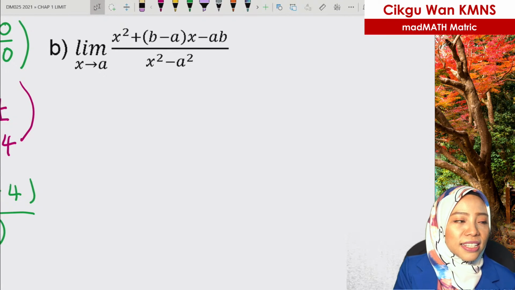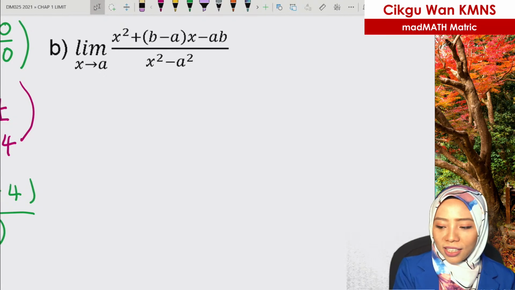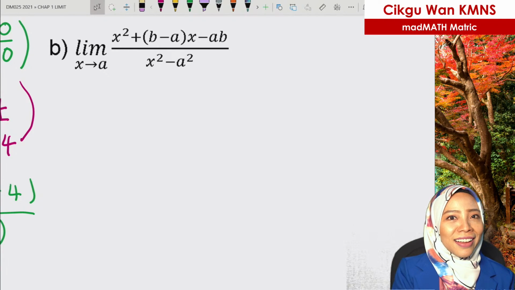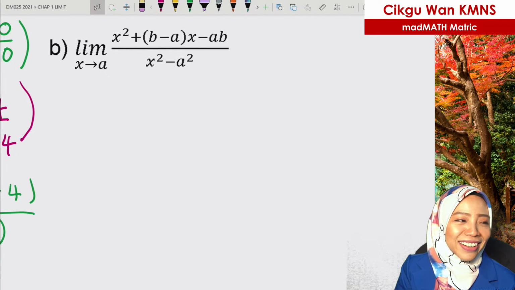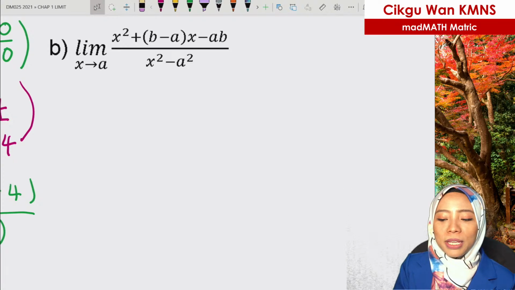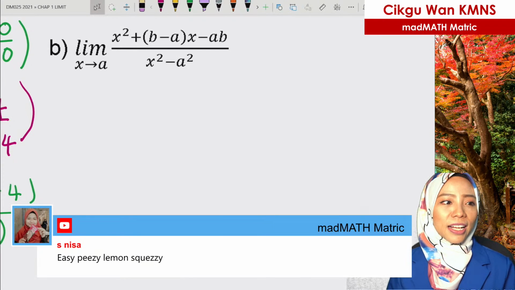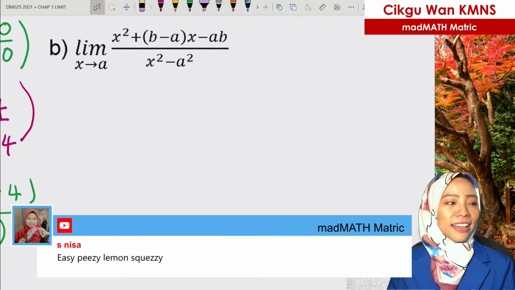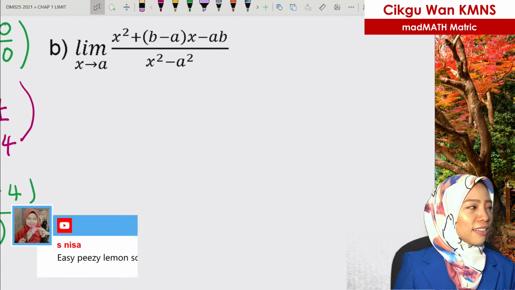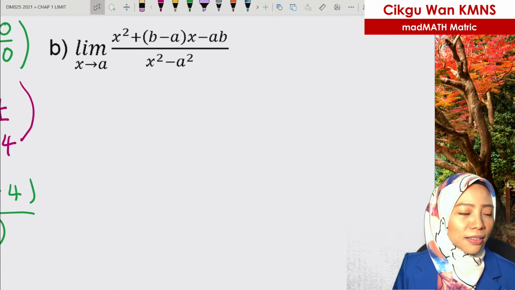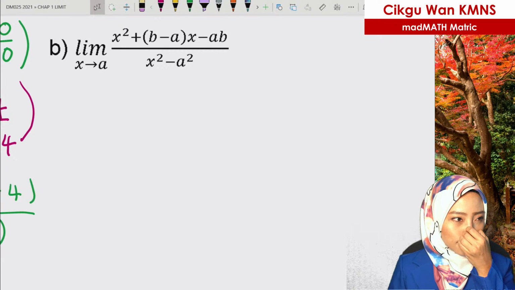okay, as Nisa say, easy peasy lemon squeezy. Ini soalan B, easy tak? Mari Nisa. Senang tak Nisa yang B ni? B ni nak kena buat apa? Kawan-kawan lain. Dia siap makan aiskrim KitKat lagi. Dia punya profile picture. Okay.